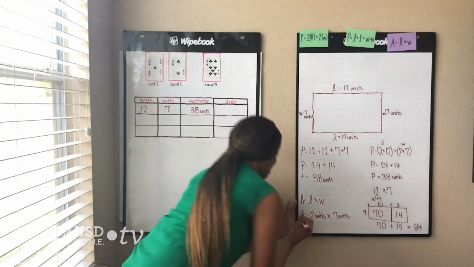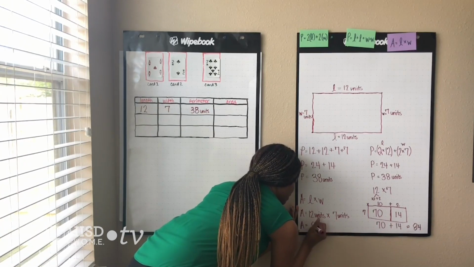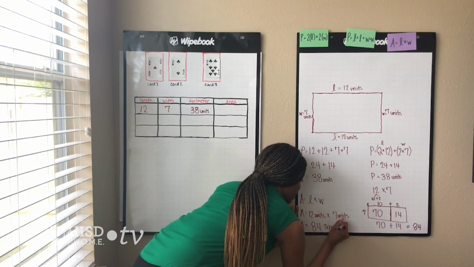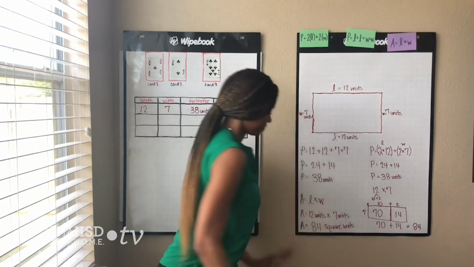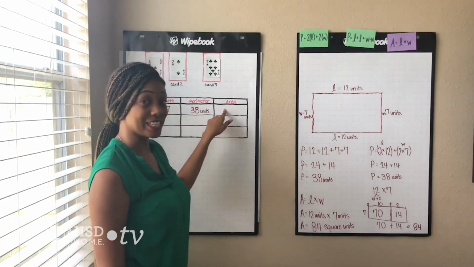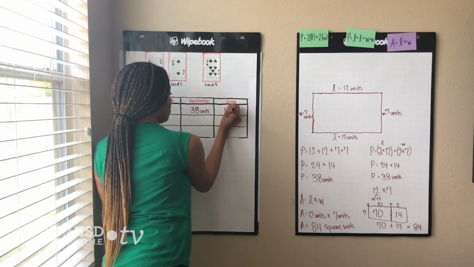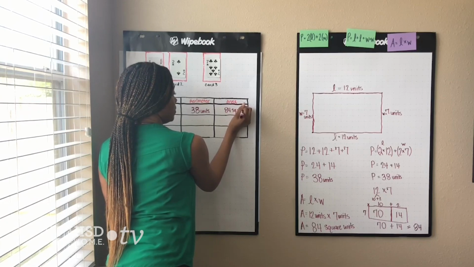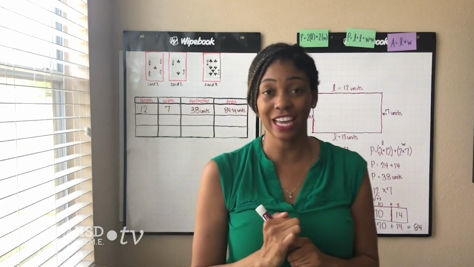So now if we come back to my area, 12 units times 7 units is the same as 84 square units. So my area is equal to 84 square units. Okay? So in my table where it says area, I'm going to put 84 square units. Okay, so how did you like that activity?